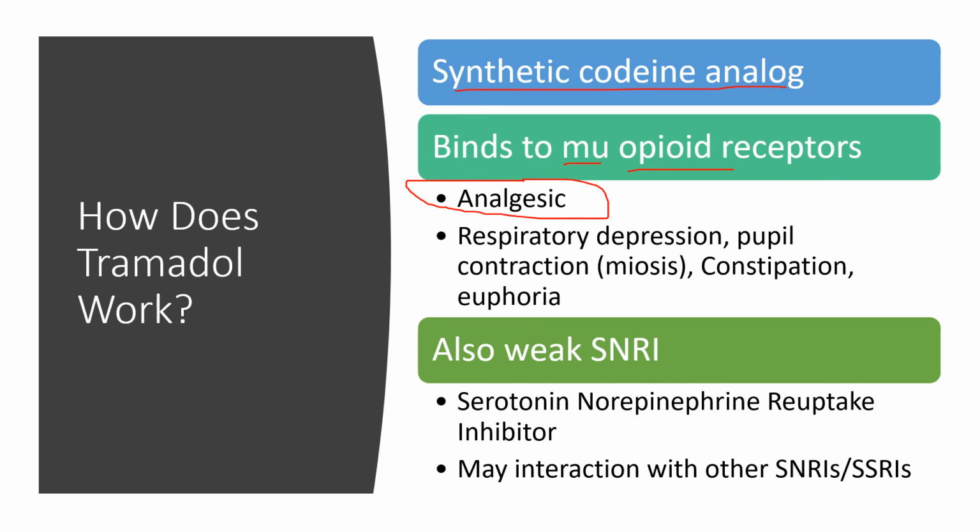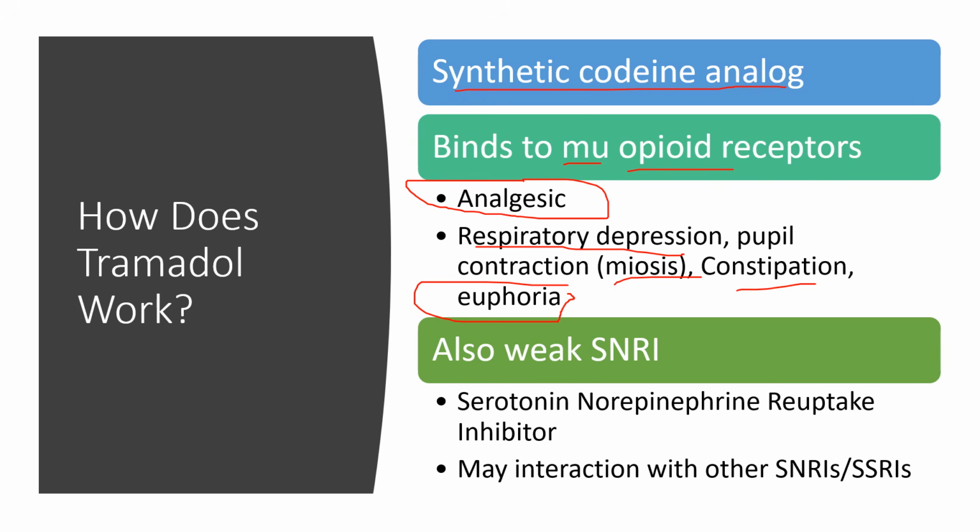Unfortunately, when you bind to that, you can also get some respiratory depression. So there's a potential for shallow breathing, or in the worst case scenario, you could stop breathing altogether. Pupil contraction or miosis, constipation, and euphoria. Euphoria, unfortunately, can lead to some of the abuse and misuse of the medication.